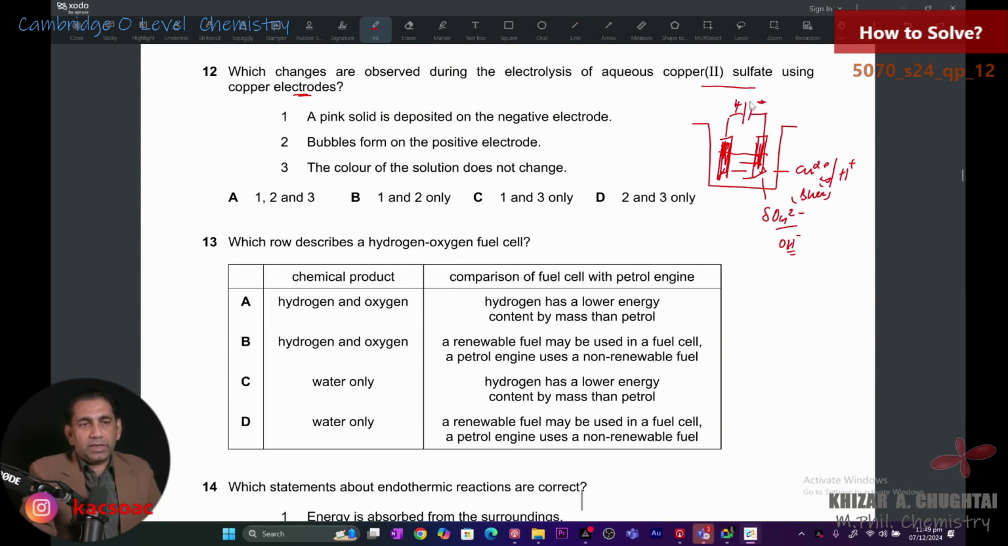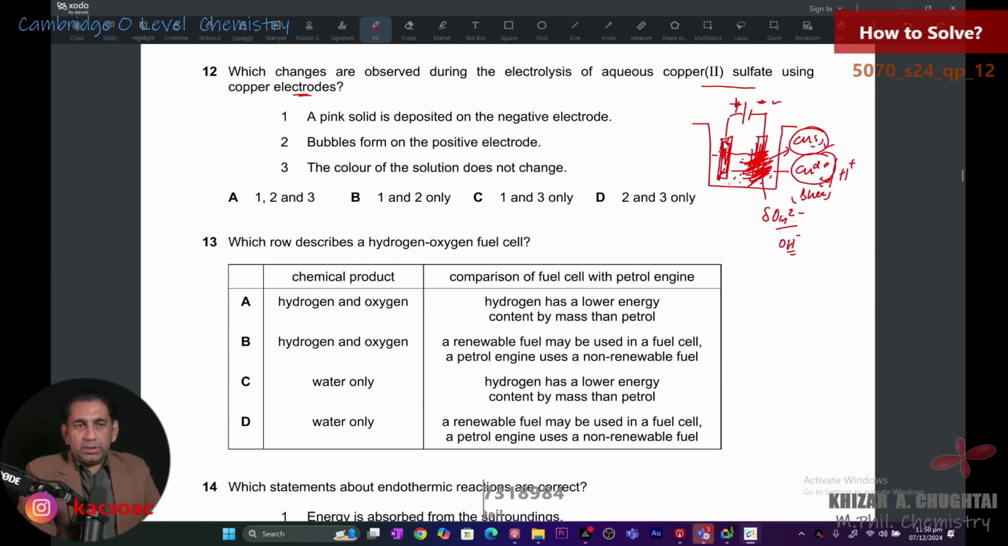It's anode and this is the cathode. So what will happen during the course of electrolysis? Number one, at the cathode, there is the deposition of copper. Copper 2 positive ion will go to the cathode and receive the electron, and there is the formation of copper solid, that is pinkish brown solid, Cu solid is formed.